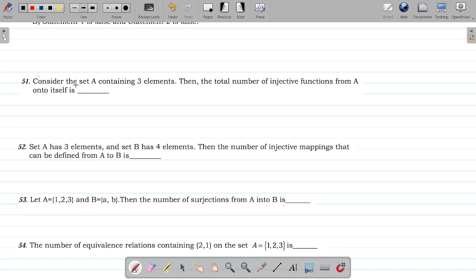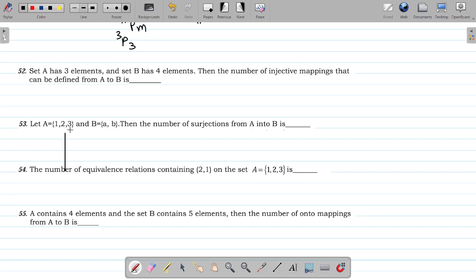Next, consider the set A containing 3 elements, then the total number of injective functions from A onto itself. Injective functions from A to A we are going to find here. An injective function is nothing but a 1-1 function. What is the number of 1-1 functions? It is given by nPm, where n is the cardinality of the codomain and m is the cardinality of the domain. So it is nothing but 3P3. If you calculate this, you will get the answer as 6.